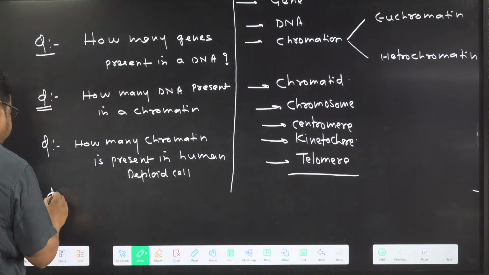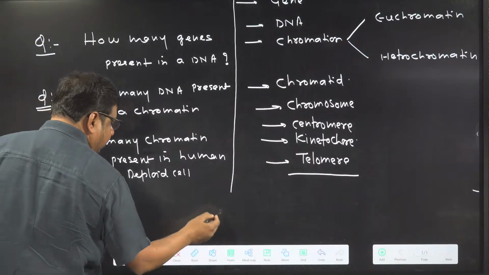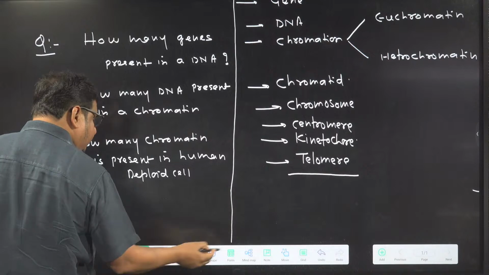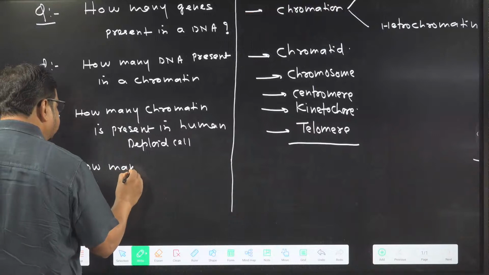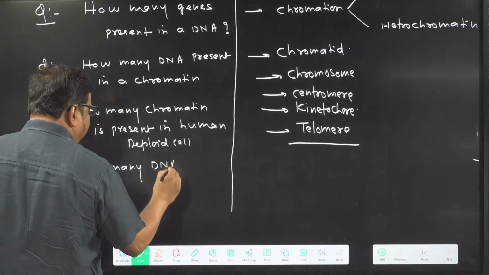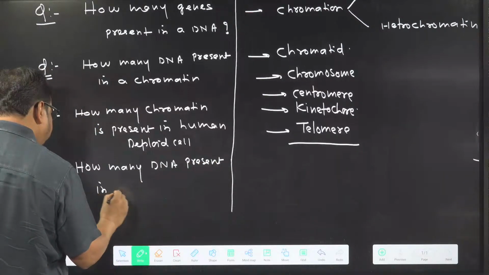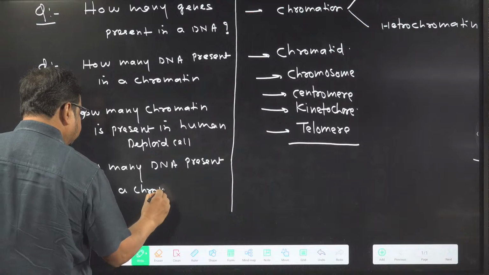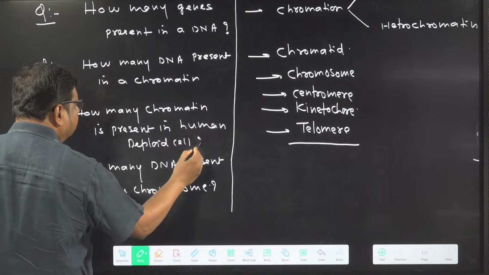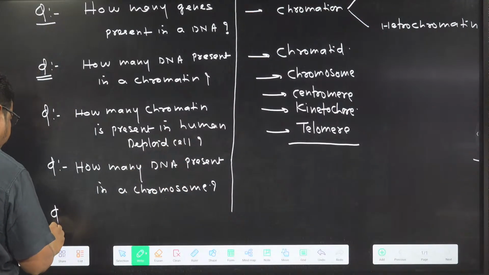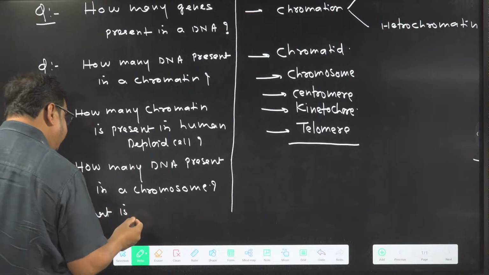Next question, you note this question, it will definitely help you a lot. Please, I am requesting all of you, note this question in your notebook. How many DNA are present in a chromosome? How many DNA are present in a chromosome? Getting the things or not? Next question, what is the difference between chromatid and chromosome?